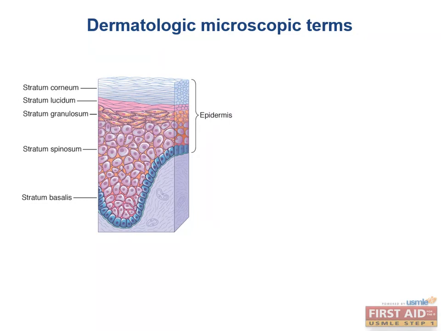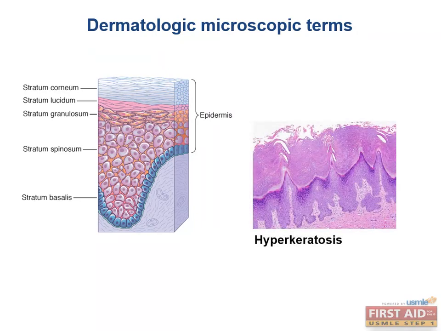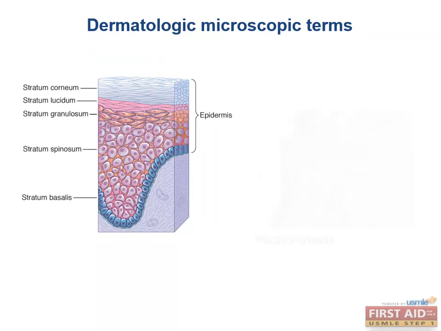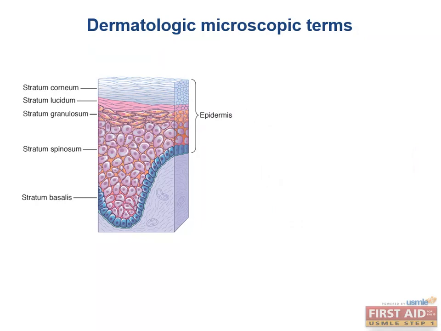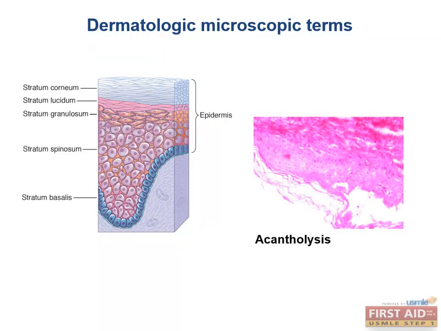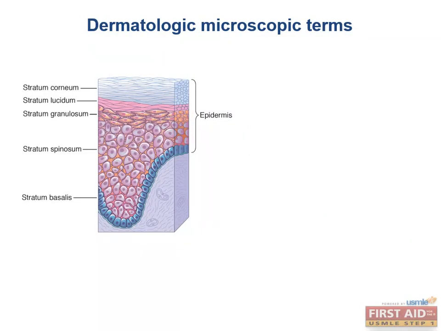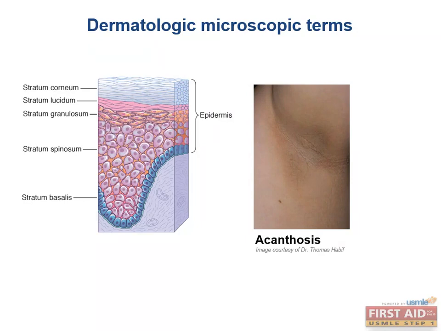In diseases like psoriasis, a common finding is a thickening of the stratum corneum, the topmost layer, which is called hyperkeratosis. What if hyperkeratosis occurs in the stratum corneum with nuclei retention? Then it would be called parakeratosis. Do you recall what happens in pemphigus vulgaris? Antibodies cause separation of epidermal cells. This blistering is called acantholysis. Acanthosis, which sounds similar, is a problem of the spinosum layer, causing hyperplasia and discoloration.